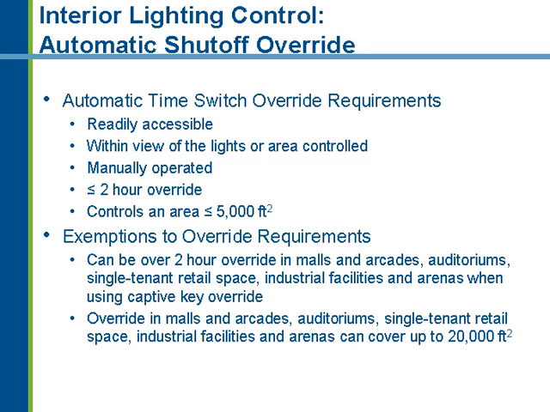One more part to the automatic shutoff. If you are required to install automatic shutoff, you must also install override, and this is to give occupants the capability to come in after hours, for example, and do some work and be able to turn the lights on when they need them. This override needs to be readily accessible to the occupants. It needs to be within view of the lights or the area it's controlling. It needs to be manually operated, and it should have a less than or equal to 2-hour override, no more than that, and cannot control an area any larger than 5,000 square feet for each control point.